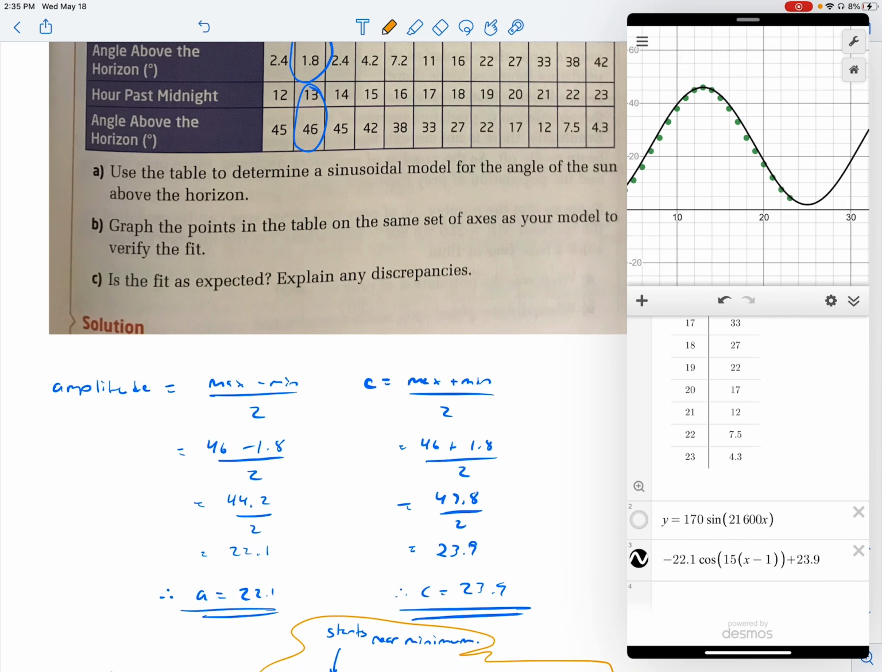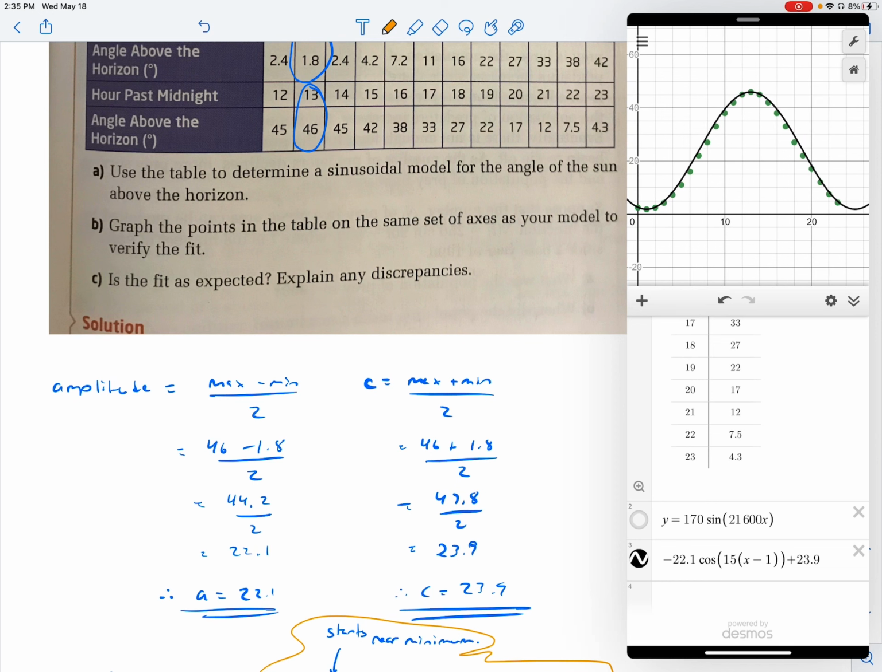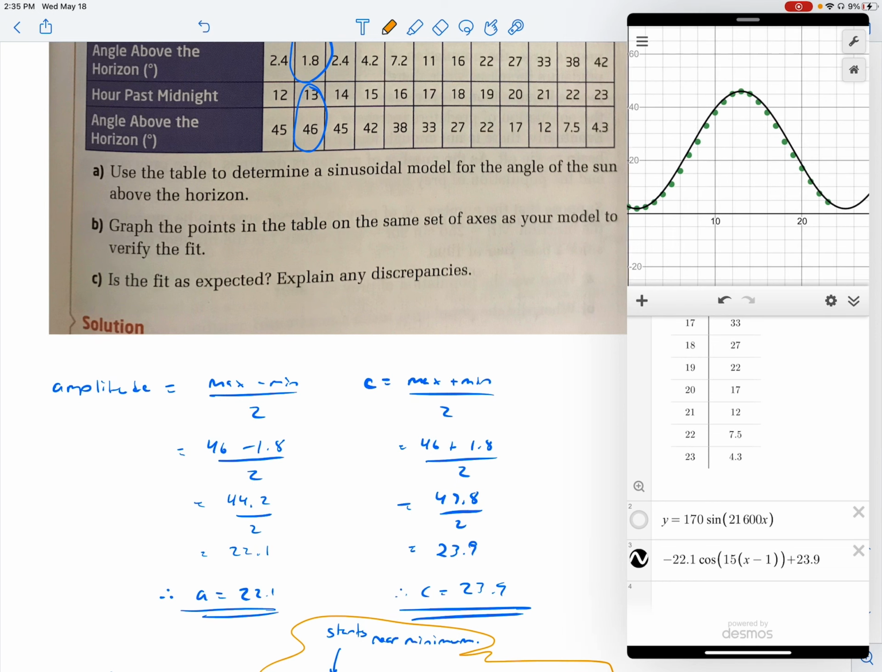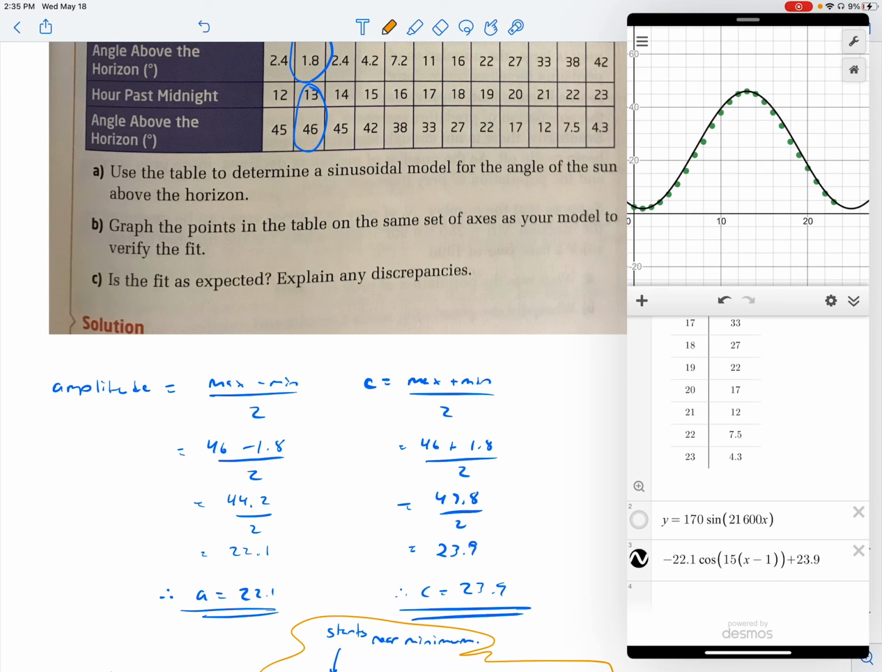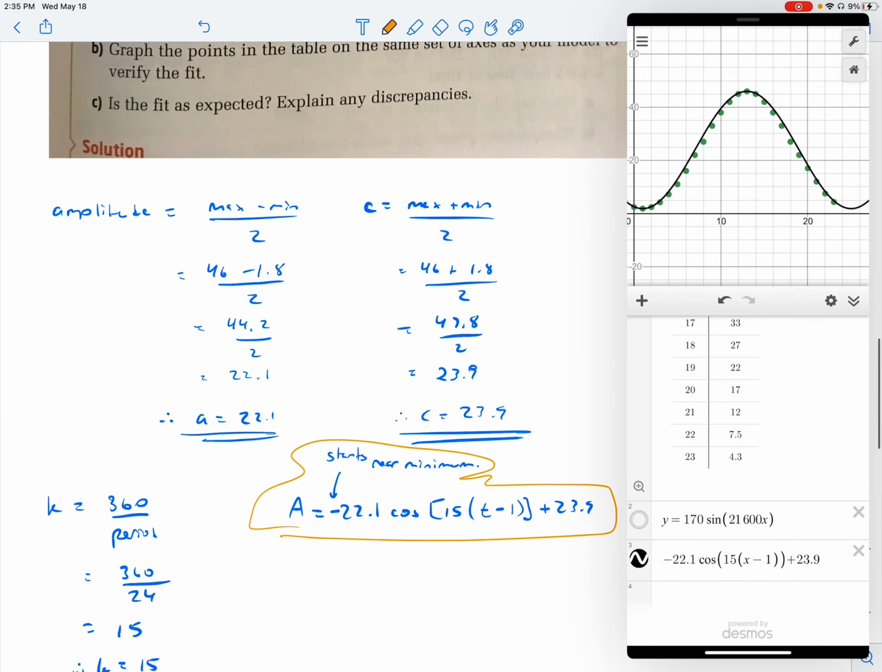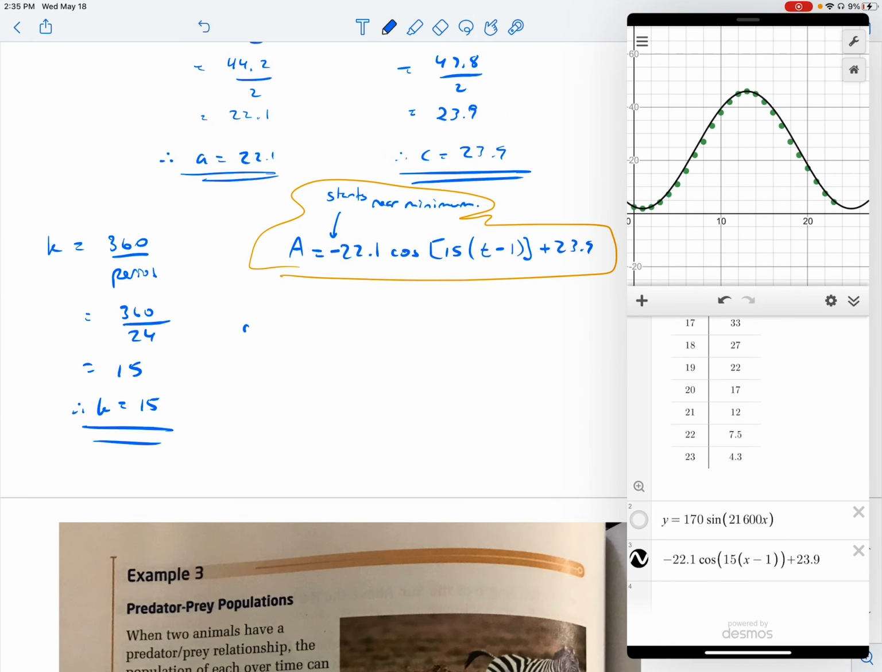Also, I'm not sure about the period either. Looking at this, our period might be a little bit off. Maybe it might not be exactly 24 hours either. So there's just maybe a couple of discrepancies. So we'll write that in here. We'll say C, the fit is good. The model pulls away a bit as the day progresses.